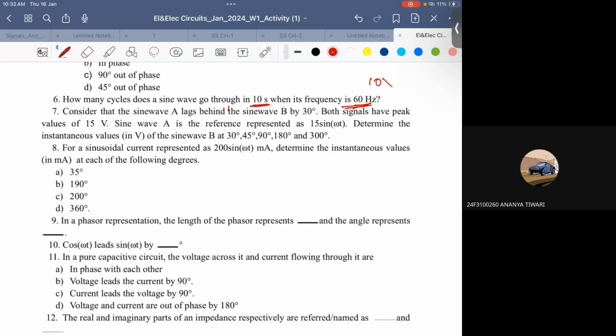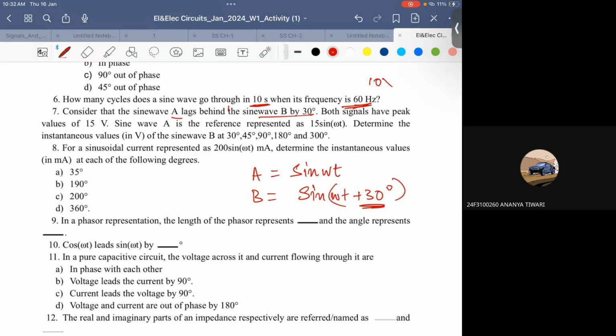So here it has been said, consider a sine wave that A lags behind a sine wave B. Let's say B is sine omega t. What about A? You can just think of this as 30 degrees. Then this will be what? Sine of omega t. A is lagging, right? It will be minus 30.